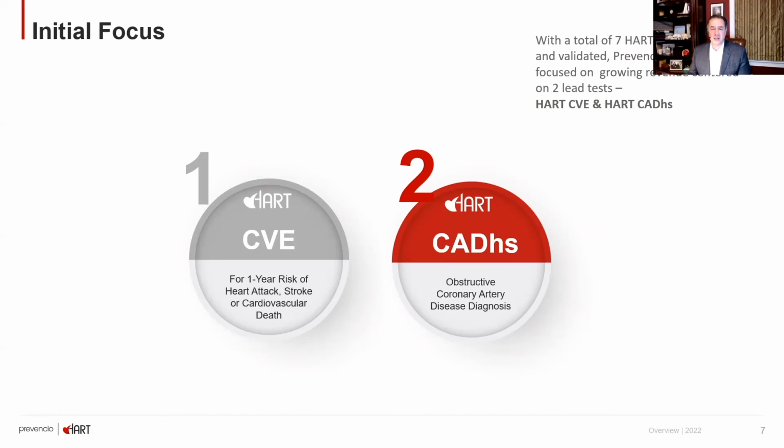The two that are worth focusing on are panel number 1, which is CVE, which stands for cardiovascular events, which is a panel designed to predict the risk for major adverse cardiovascular events, the so-called triple MACE endpoint that we frequently see in clinical trials of non-fatal MI, stroke, or cardiovascular death. And then the second panel is one that's focused more on an anatomic diagnosis, that being the presence of obstructive coronary artery disease.